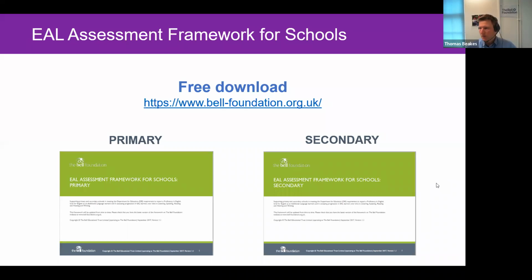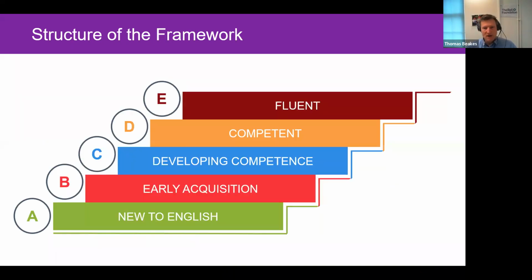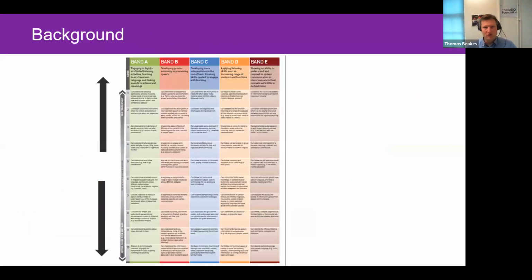So the framework exists in both primary and secondary forms, and is divided into 4 domains of listening, speaking, reading and viewing, and writing. By separating the 4 domains, obviously it helps teachers better focus on strengths and areas for development in each individual area for each student. And there are 5 proficiency bands, working up from A, which is new to English, to E, which we describe as fluent. And each domain has a set of 10 descriptors at each band.